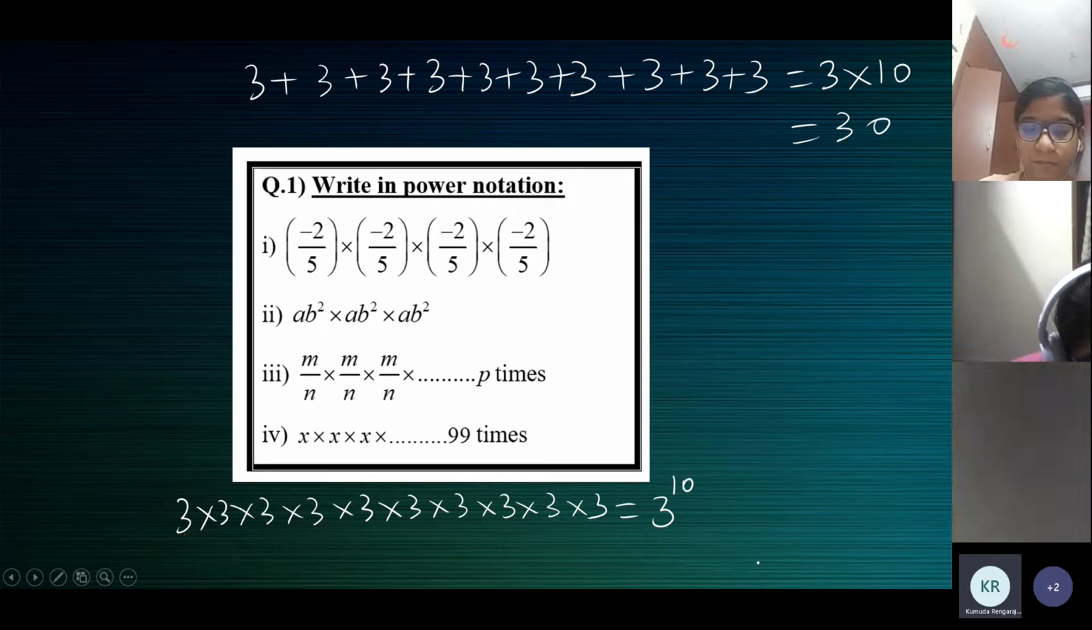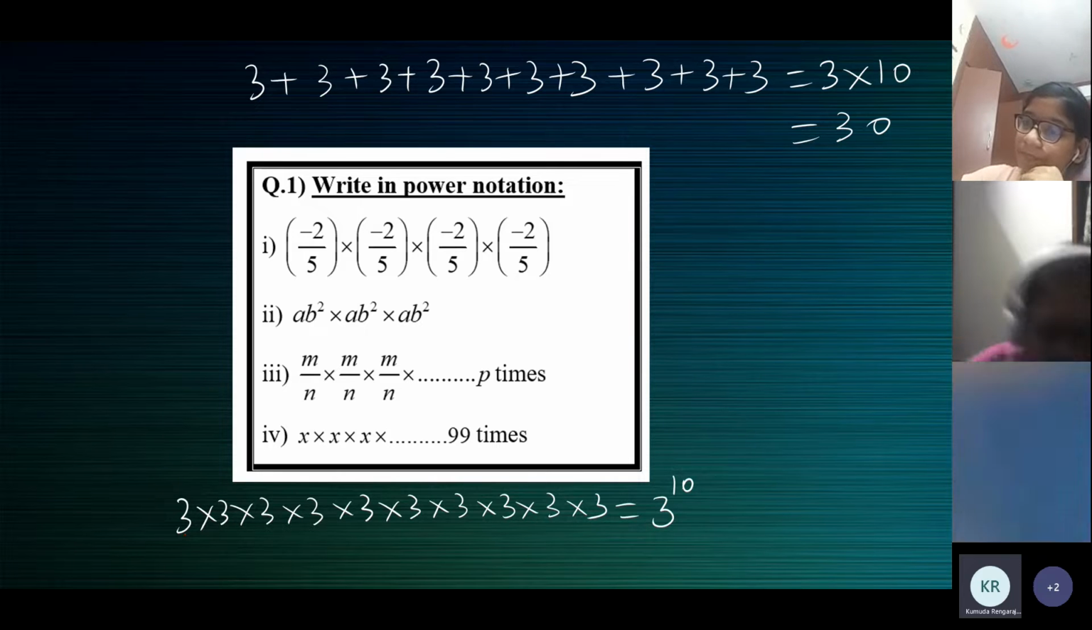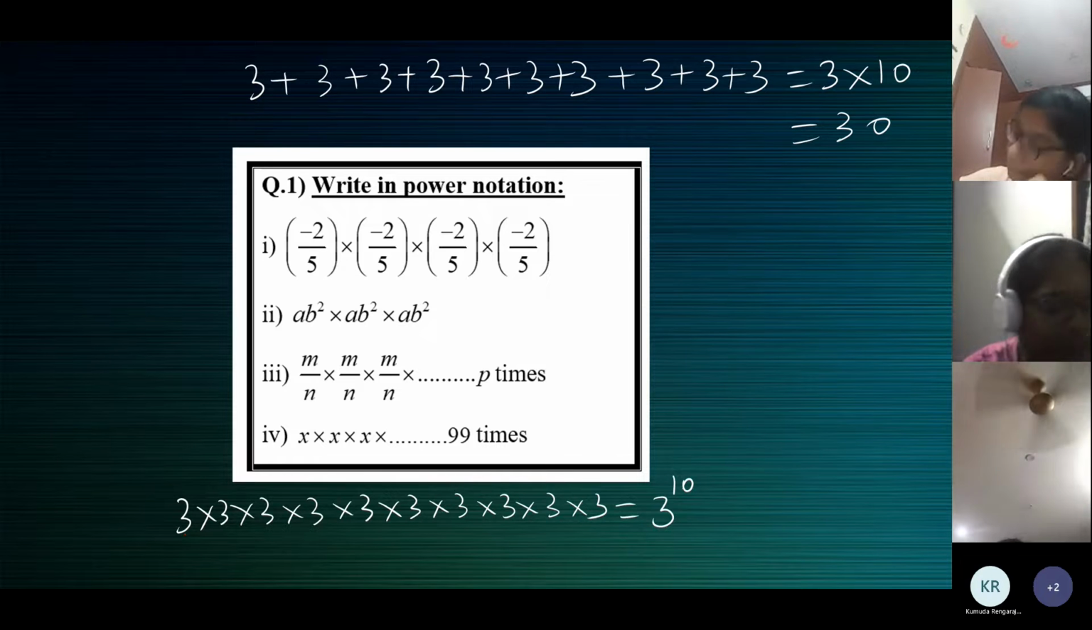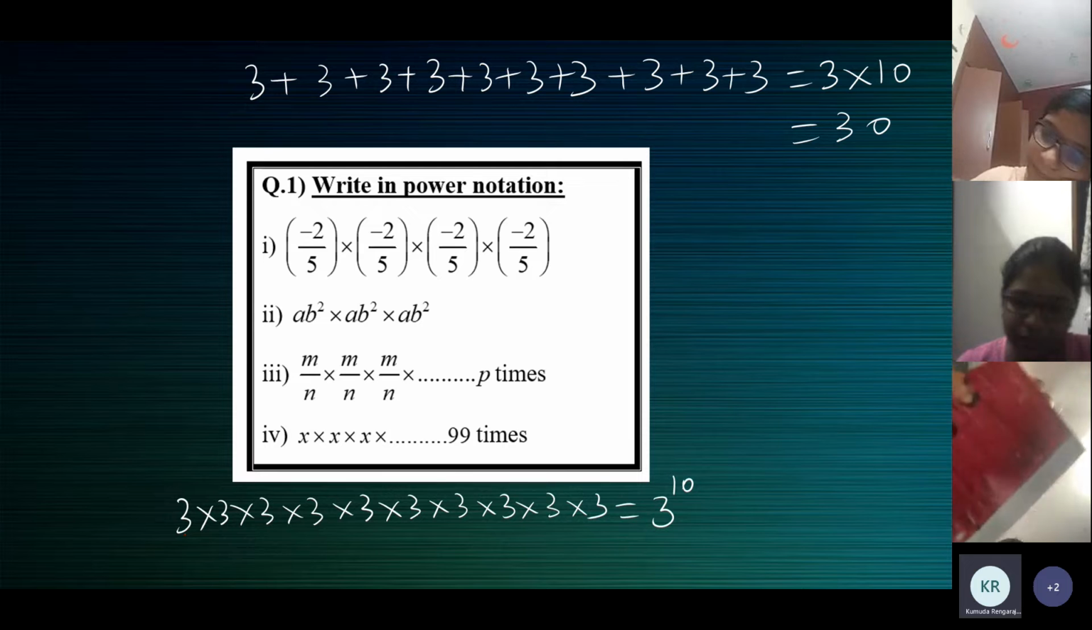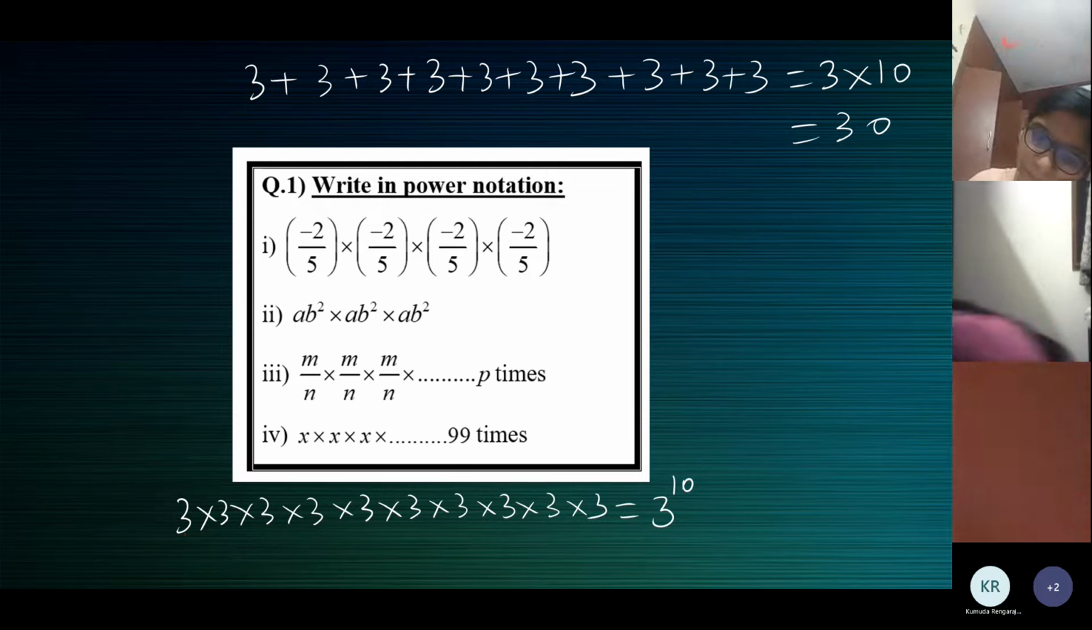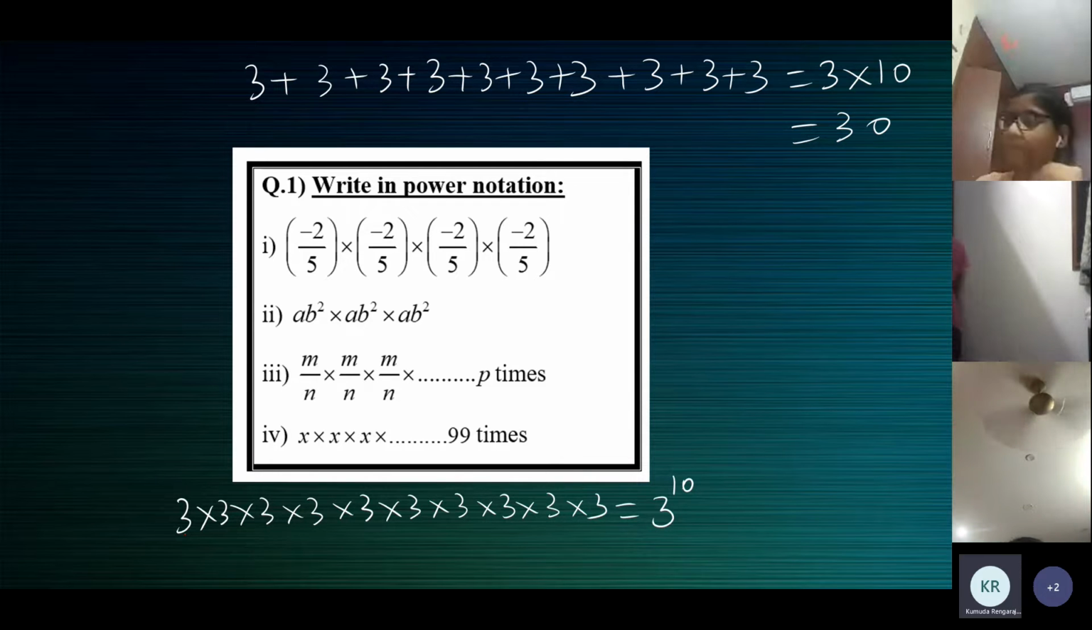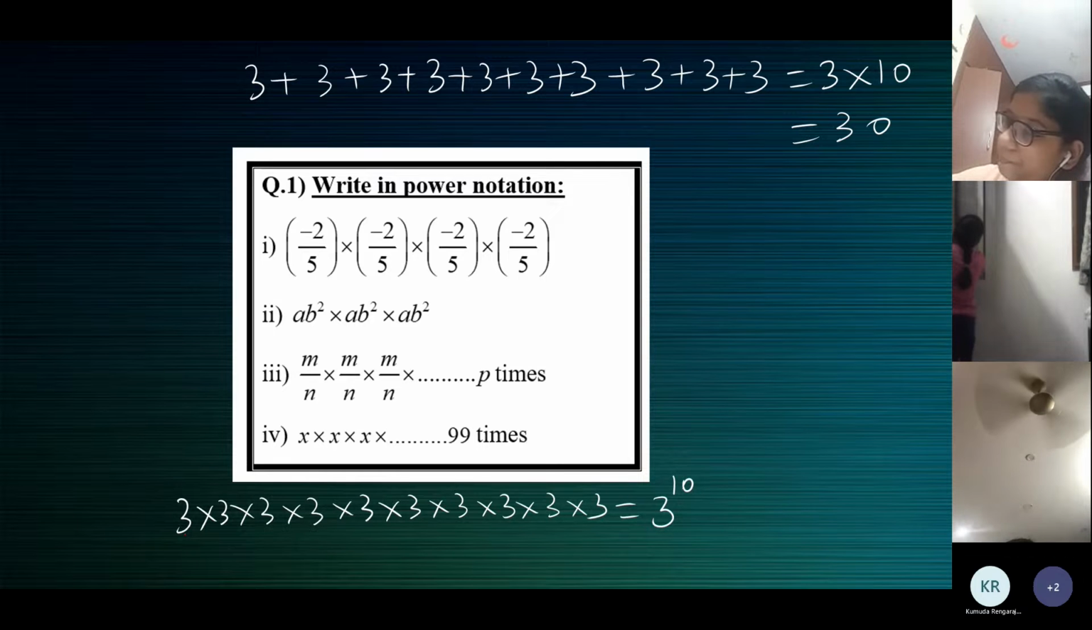3 added to itself 10 times is 3 times 10. Repeated addition is multiplication, 3 into 10. Repeated multiplication is written in the exponential form. 3 multiplied with itself 10 times is written as 3 raised to the power 10.